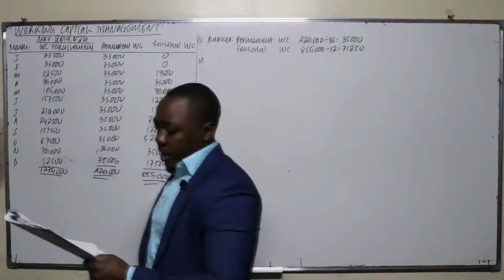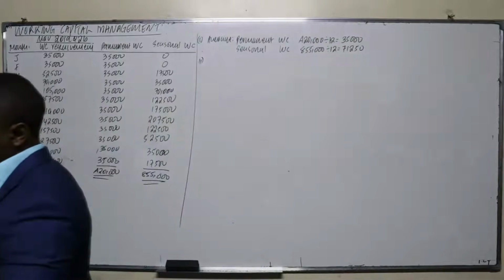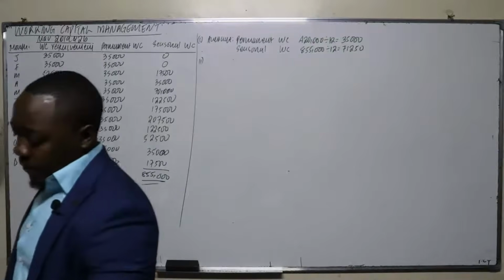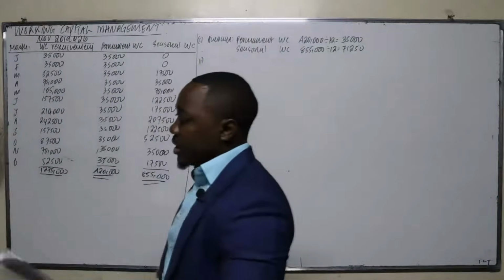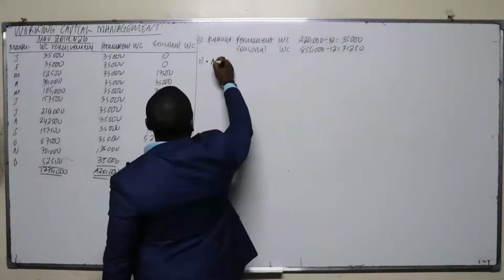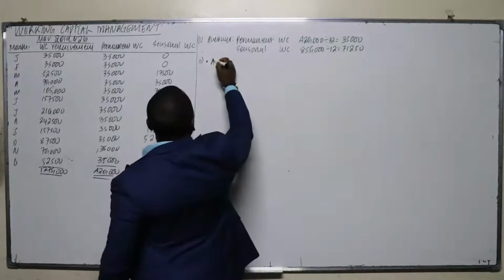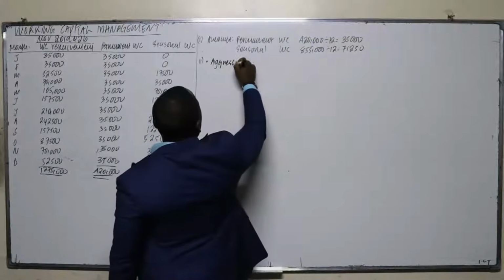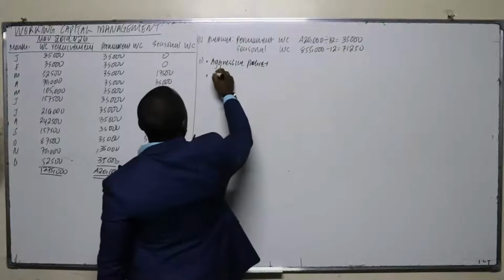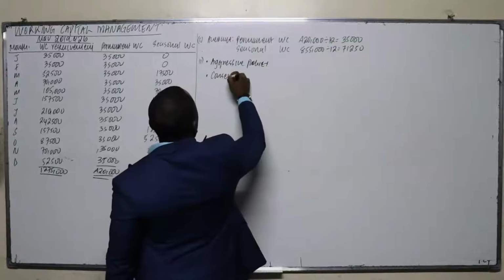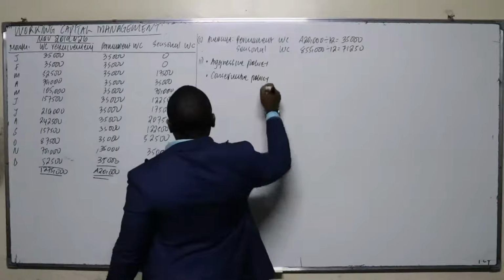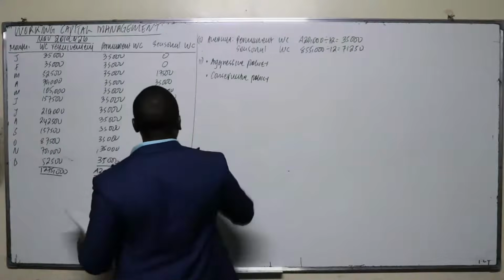The total cost of working capital finance for the company under the aggressive financing policy, conservative financing policy, and matching financing policy. Number 1 is under aggressive, number 2 was under conservative policy, and number 3 was under matching policy.